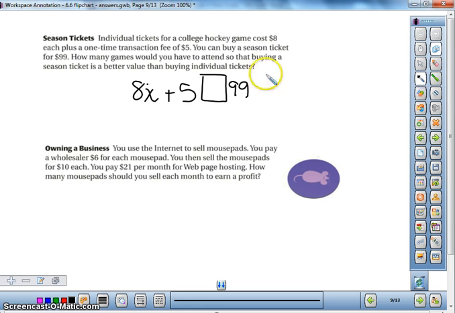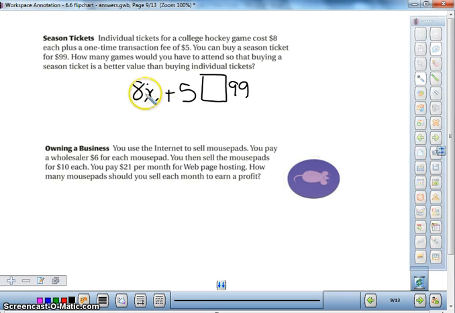And as you're thinking about this problem, what you want to think of is, if 8x plus 5, when is it going to be a better value to just buy your own individual tickets? Well, obviously, if you buy one ticket or one game, this one is going to be your better deal. We want to know, how many games is it a better deal than buying the season tickets? We're trying to see when this is greater than.